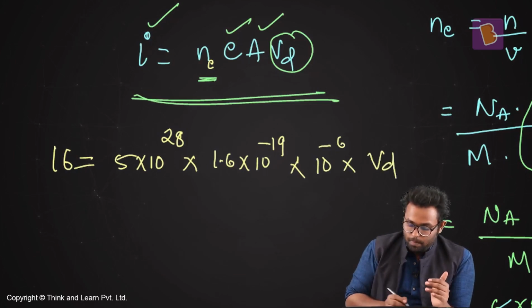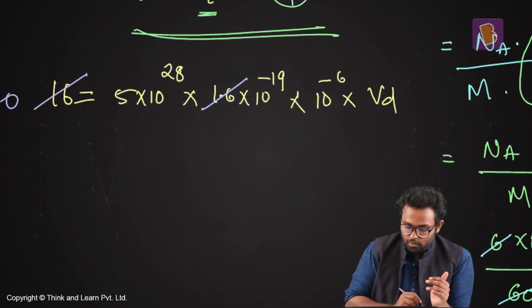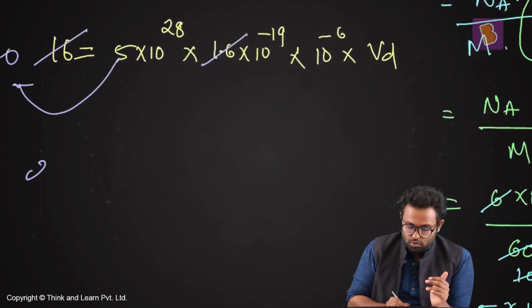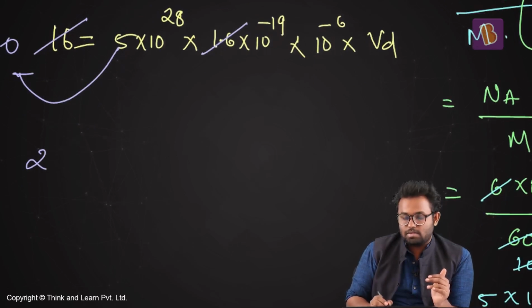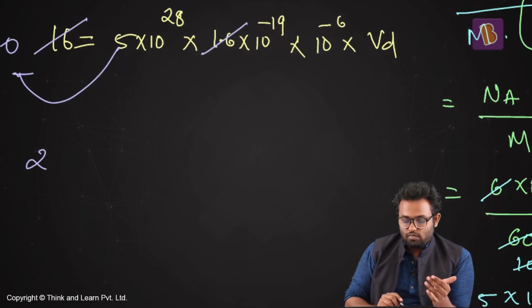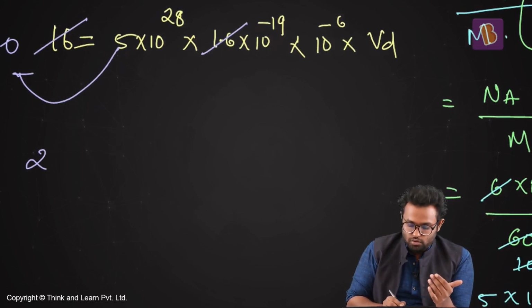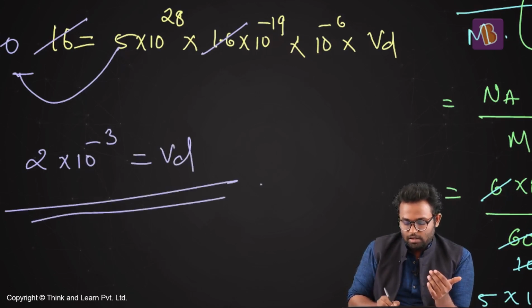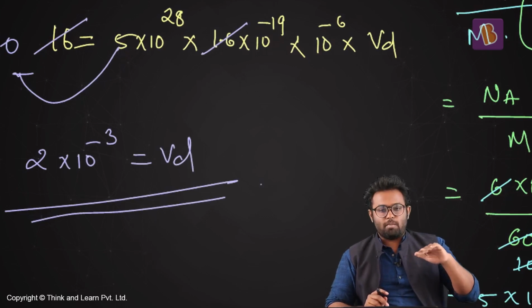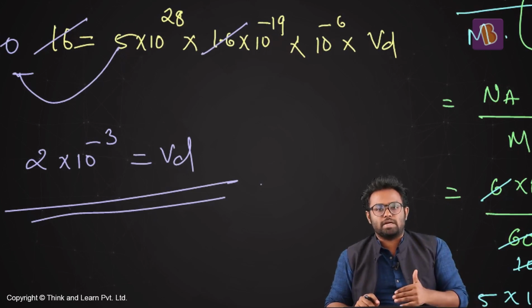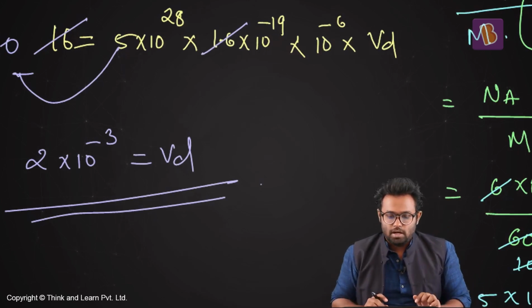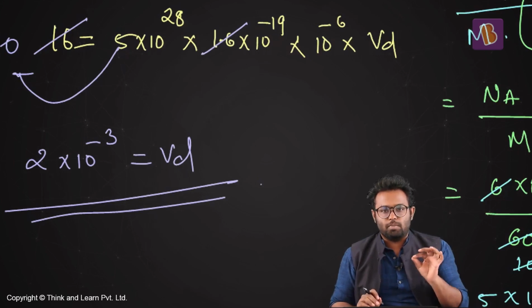So let's do that. This is easy. This 1.6 goes with this 16 by 10. This 5 will come here, below 10 will become 2, and 10 to the power of 28 minus 19 minus 6: 19 plus 6 is 25, and 28 minus 25 is 3. So this becomes 2 into 10 to the power of minus 3 equals Vd, a simple calculation. So the drift velocity is 2 into 10 to the power of minus 3 meters per second, because everything was in SI units. So if it is 2 into 10 to the power of minus 3 meters per second, it will be 2 millimeters per second. So for this integer type problem, the answer would be 2.